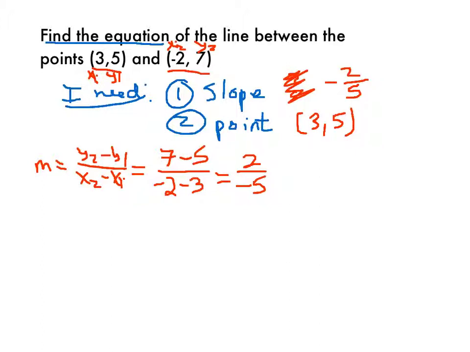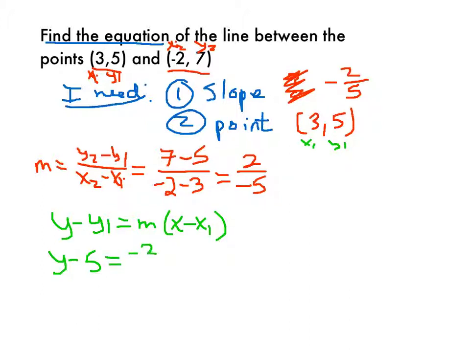So now we have a slope. We have the point, or a point. We can put this in our point-slope formula: y minus y1 equals m times (x minus x1). We have our point, we have our slope, point-slope formula. So now my y1, well, here's my x1 and my y1. So I'll have y minus 5 equal to -2/5 times (x minus 3). So we need to solve this for y.